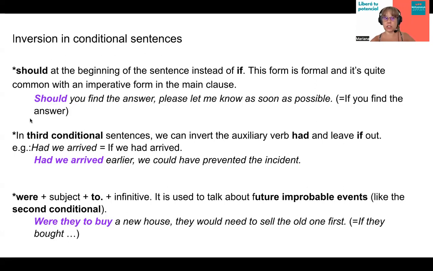So very important to pay attention to how you combine, okay, with the second part. The should most probably will be joined to an order or a suggestion. The past perfect to a perfect conditional with could, might, or would. And the were plus subject plus to, as it's like a second conditional, needs to be used or paired with the would plus infinitive.